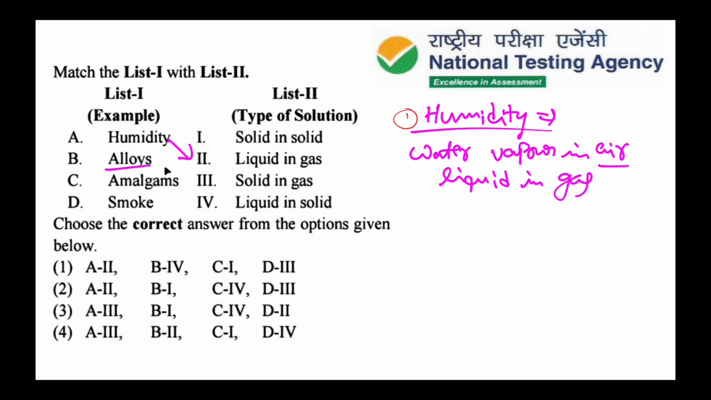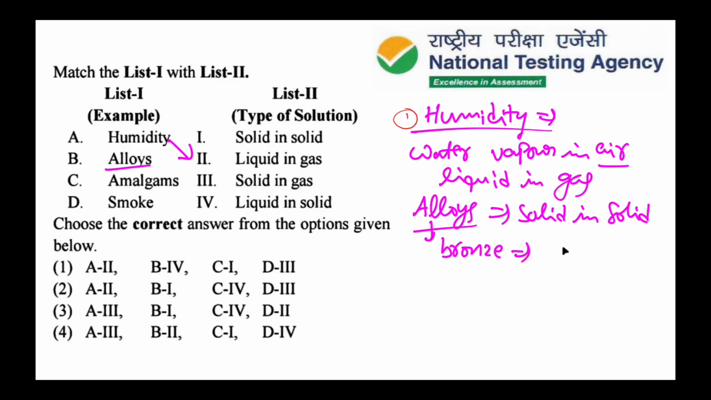Then alloys. Alloys are homogeneous mixtures of metals, so that is solid in solid. For example, bronze, copper plus tin, both are metals. Then brass, copper and zinc. So these are alloys, solids present in solid solution. So alloys are solid in solid.